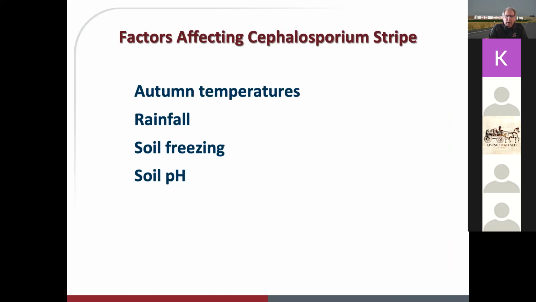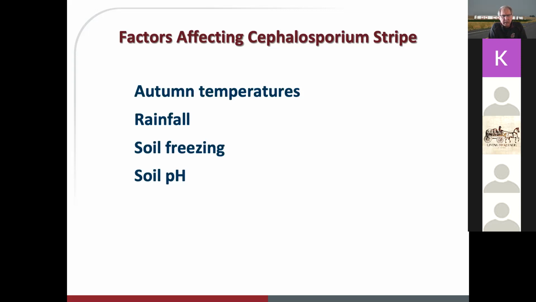The factors that affect cephalosporium stripe are similar to those for eyespot. Autumn temperatures in the 40 to 50 degree Fahrenheit range with rainfall are really favorable for this disease. This fungus survives in straw of plants that were previously infected. When this temperature and rainfall come about in the fall, the fungus produces literally millions of microscopic spores that wash into the soil around the crown and roots of the plant. And that's where this fungus infects the plant.